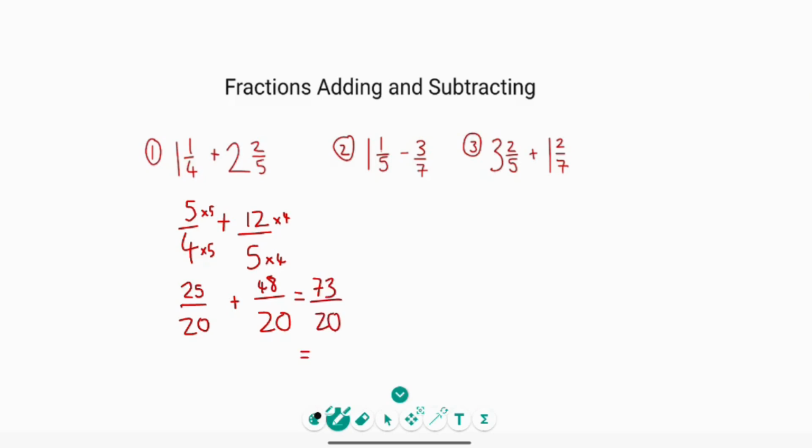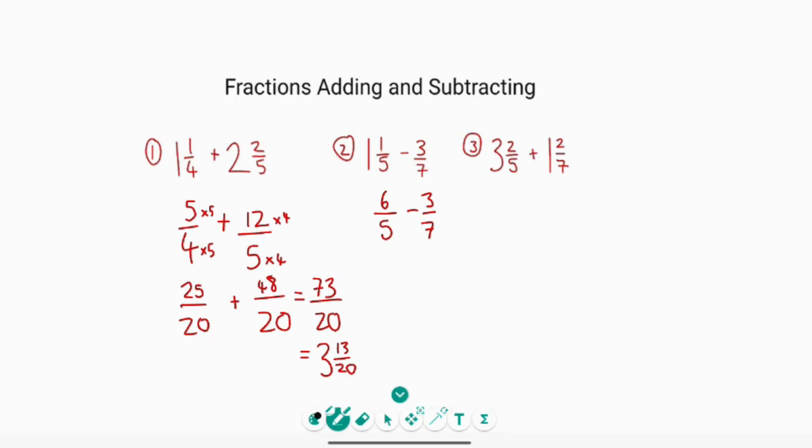Mixed number fraction, 20, 40, 60, 3 wholes, 13 left over. 3 and 13 20ths. Next, 1 and 1/5 minus 3/7. So let's convert this to an improper fraction first. 1 times 5 is 5, add 1 is 6. So you've got 6/5 minus 3/7.